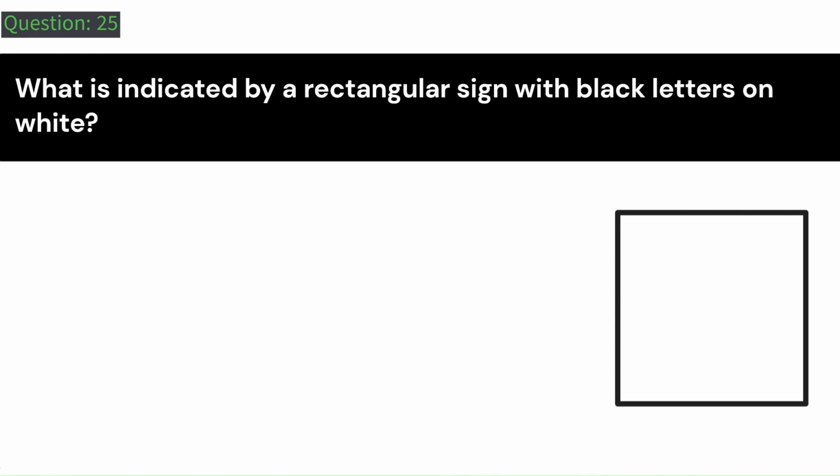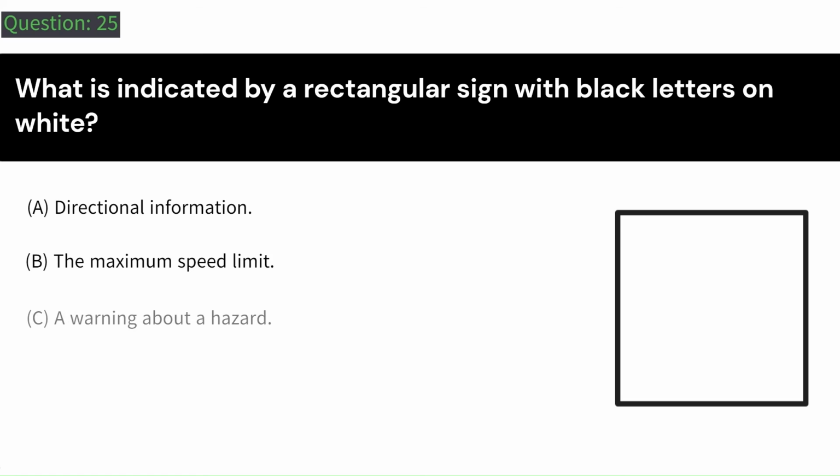What is indicated by a rectangular sign with black letters on white? A. Directional information. B. The maximum speed limit. C. A warning about a hazard. D. A no passing zone. Answer: B. The maximum speed limit.